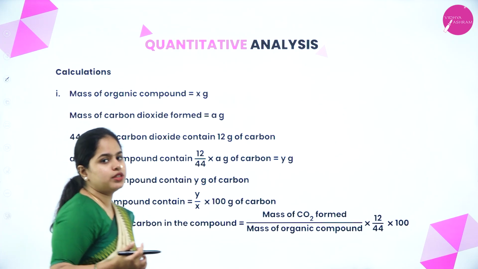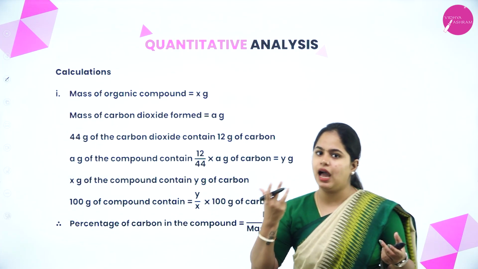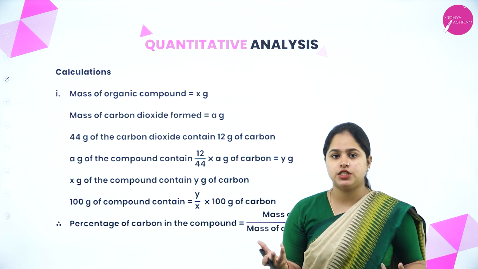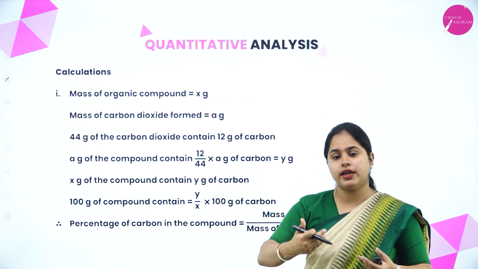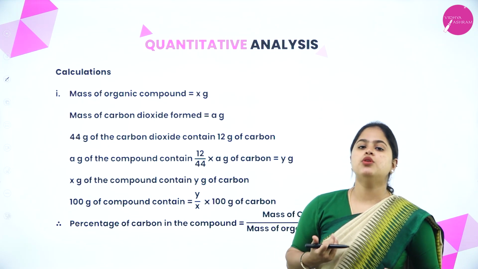So now how to do the calculation? We obtained the masses of carbon dioxide and water now, right? From the masses of the carbon dioxide and water which are formed, we need to calculate the mass of carbon and hydrogen. That is our aim, right? So how to do the calculations?